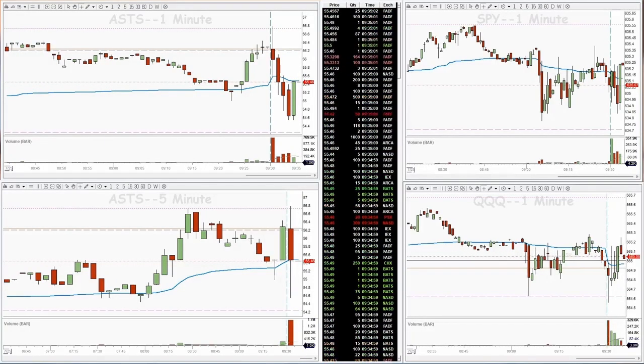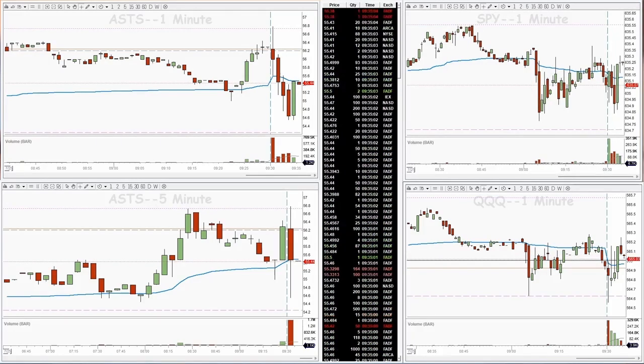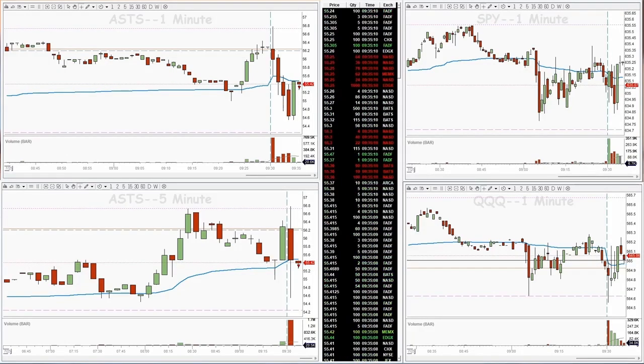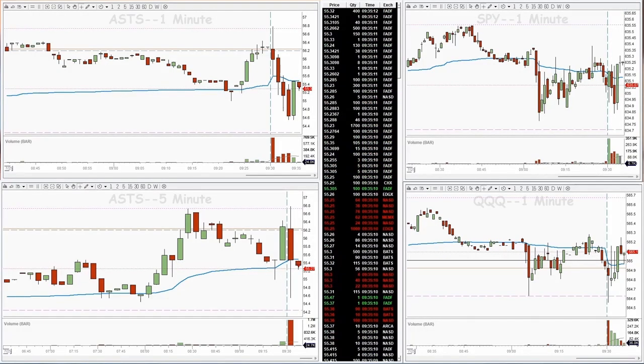So I'm just looking at it again. It's having a tough time now at the VWAP, and I see here it's rejecting it. And I might go ahead and take it short here. And I put my stop just above the VWAP around 55.60.